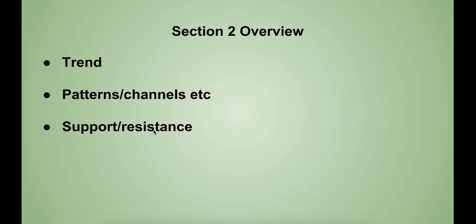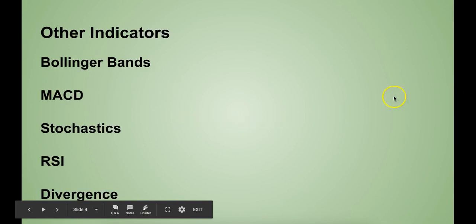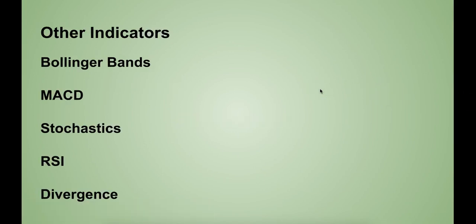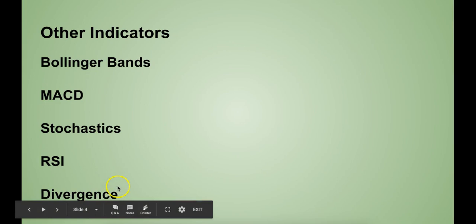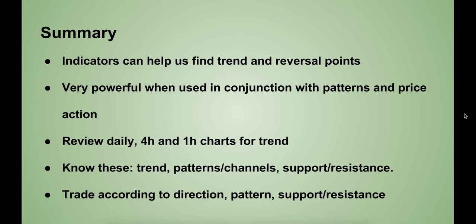So hopefully that gives you a little bit of an overview of how we're going to look at all that stuff. Again, pivot points, moving averages, other indicators you may have heard of and you might even be using: Bollinger Bands, MACD, stochastics, RSI. You might be using divergence, which is a form of indication from one of these other indicators here. So those are great. I don't use them that much, but they're very popular, very common indicators that you've probably heard a lot about, and there's a lot of good stuff on them.